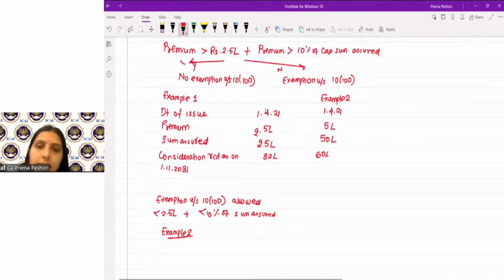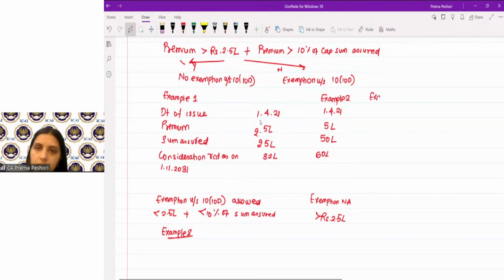No, example 2, Nikhil, no exemption will be allowed over here. Why? Because this is exceeding rupees 2.5 lakh. So the exemption is not allowed, since the premium payable exceeds rupees 2.5 lakh. Clear?